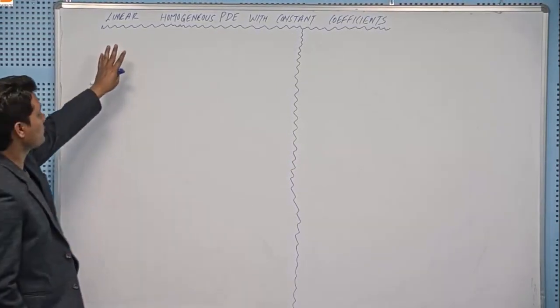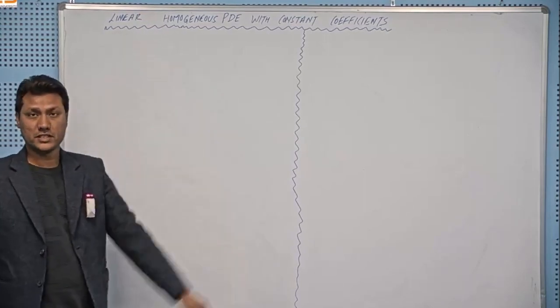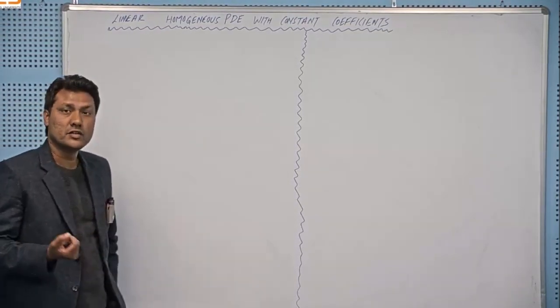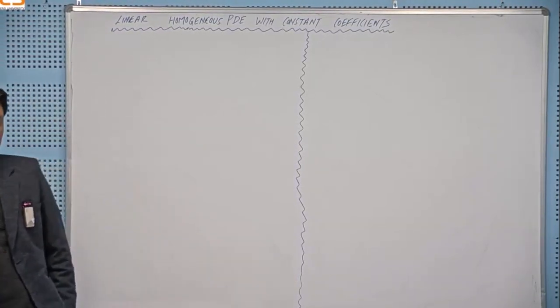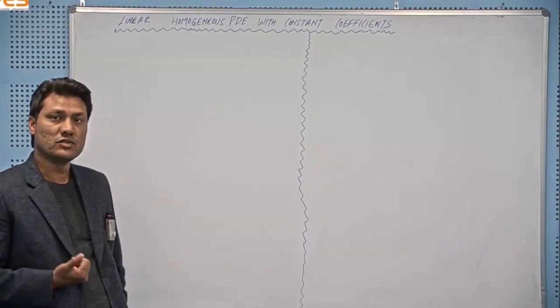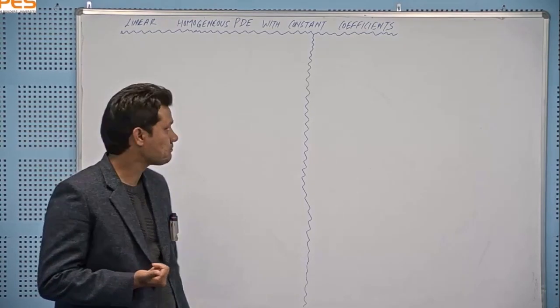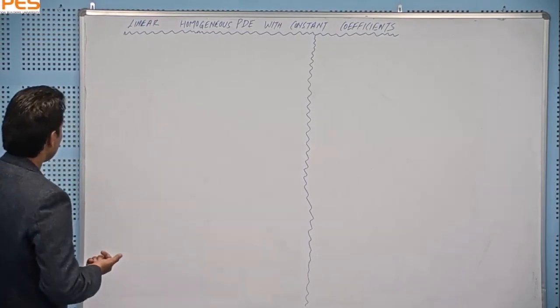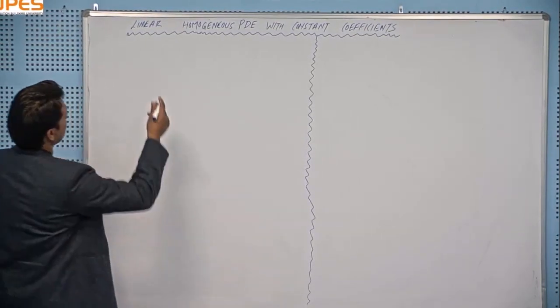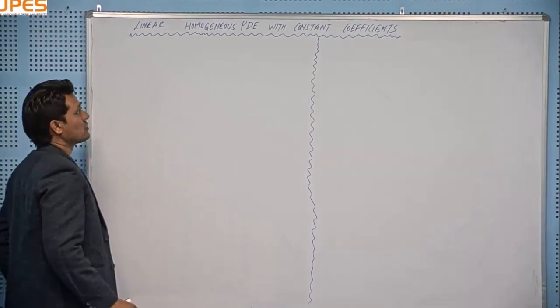the equation will be linear. As you already know, a linear PDE is one where every term has degree 1 or 0, meaning every derivative term, if del z over del x or del z over del y is present there, then it should be of degree 1, right? So let me write the definition of linear homogeneous PDE with constant coefficients.